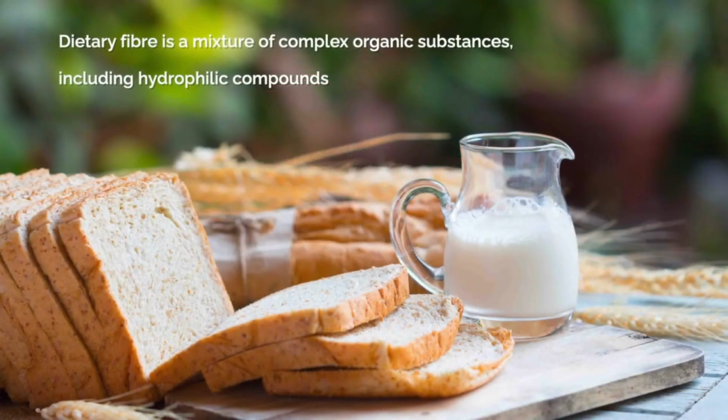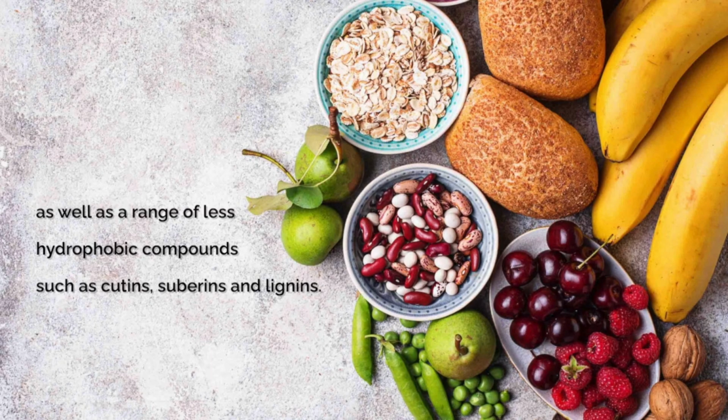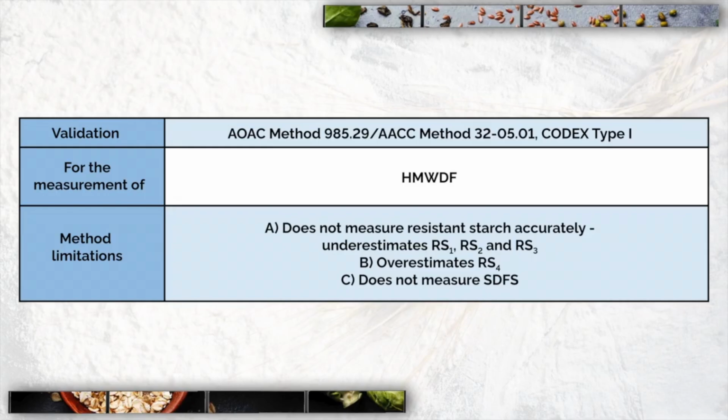Dietary fiber is a mixture of complex organic substances, including hydrophilic compounds such as soluble and insoluble polysaccharides and non-digestible oligosaccharides, as well as a range of less hydrophobic compounds such as cutins, suberins and lignans. In this video we describe the Prosky method, AOAC Method 985.29, for the measurement of total dietary fiber.